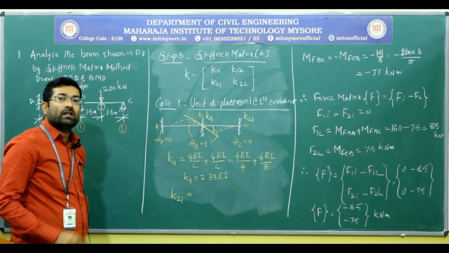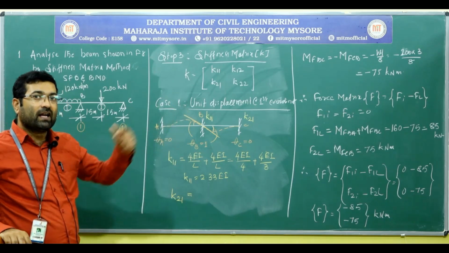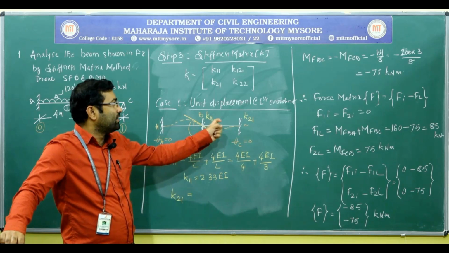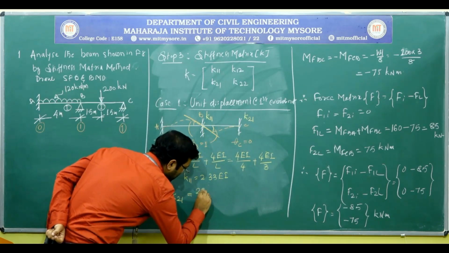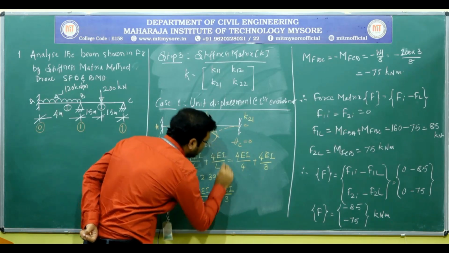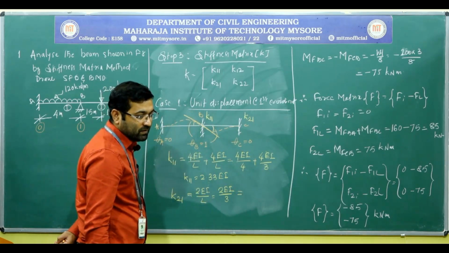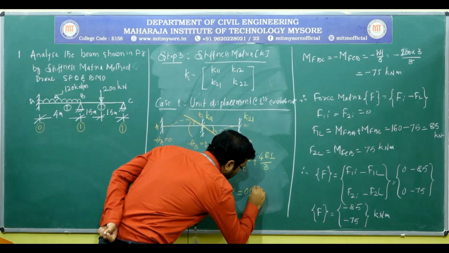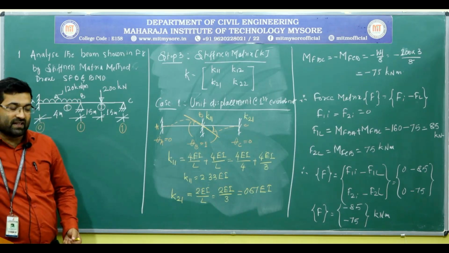Similarly, I need to determine how much is the force developed at the second coordinate, that is K21. In the previous session we have also determined how to determine the forces developed at the far end if you are inducing the displacement at the near end. So, whenever you are determining the forces at the far end, the stiffness will be half of that, that is 2 EI by L. So, 2 EI, L is 3 meter, the BC span is 3 meter. So, this gives me a value of 0.67 EI, right. So this is the first case.